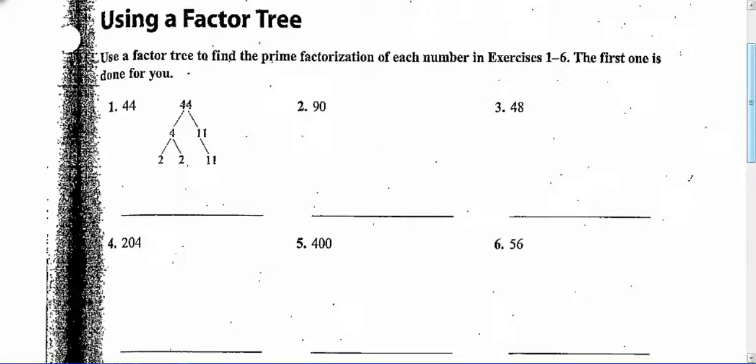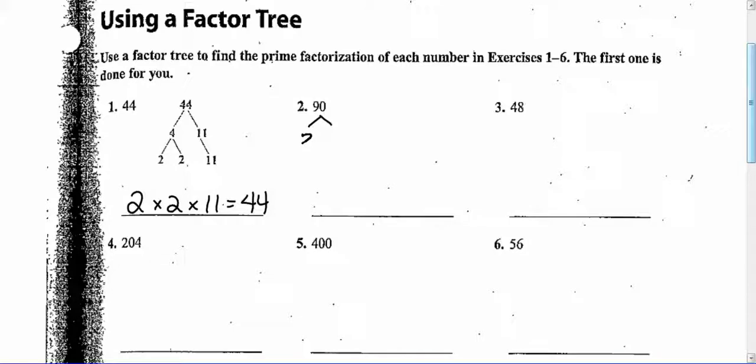The first one was an example that they gave to you, and you would write 2 times 2 times 11 equals 44. That would be the prime factorization of 44 because it's broken down into only prime factors. The next one was 90. You could have done 9 times 10, or you could have done 2 times 45. You have some options there.